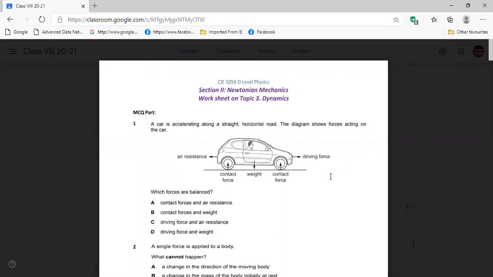A car is accelerating along a straight horizontal road. The diagram shows forces acting on the car. Which forces are balanced? Yeah, this is a tricky question. You have to think.